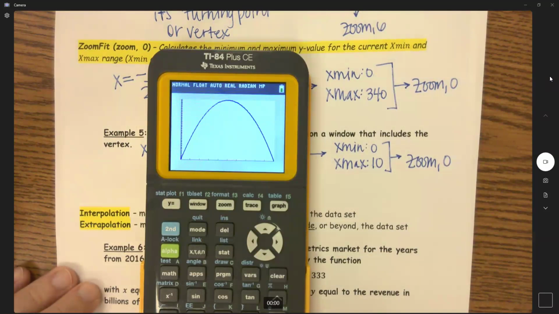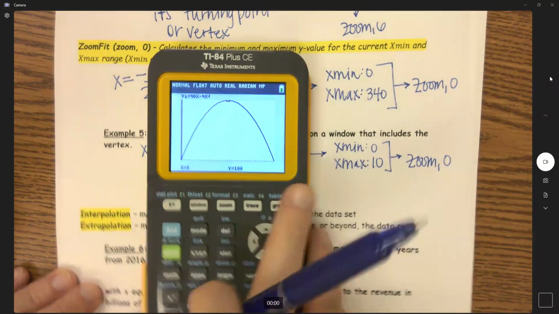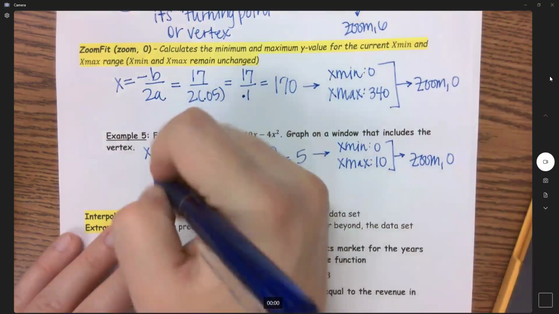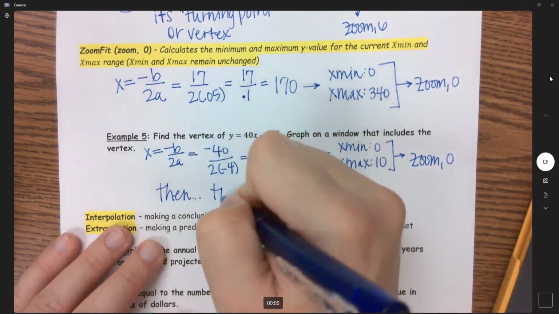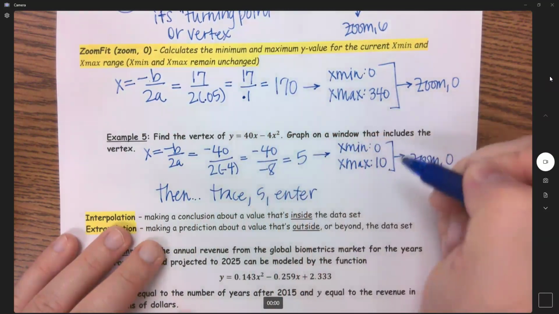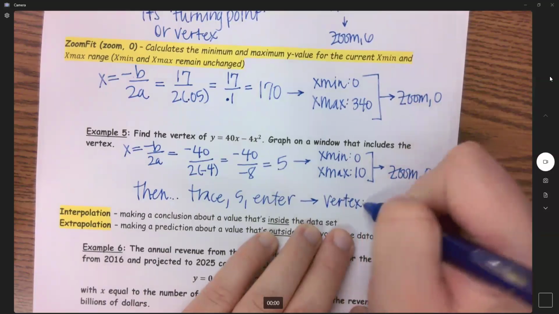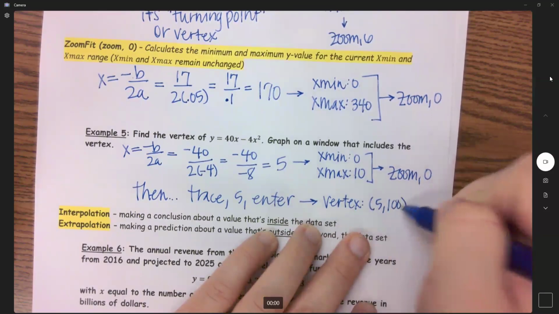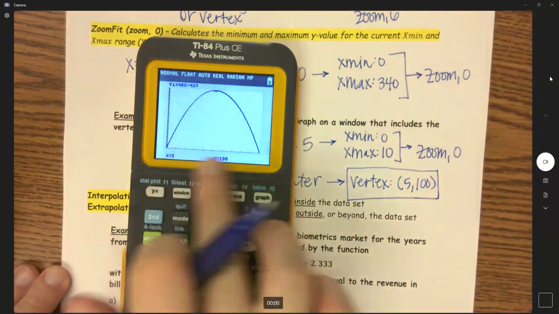So once I get that graph, I can go ahead and find my vertex. I'm going to hit trace 5, and that gives me my vertex of 100. So once I have graphed it, then I'm going to hit trace 5, enter, and that gave me my vertex at 5, 100. Which is what it gave me right here.